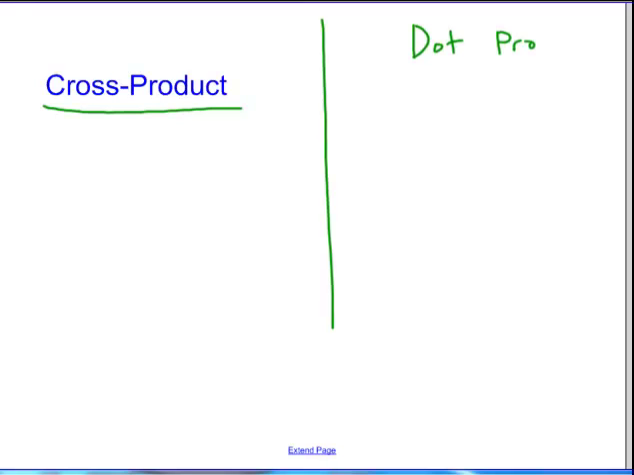Okay, well, let's continue on our way with learning about multiplying vectors. In this topic, we're going to learn about the cross product. Now, just as a review, in the last lesson we learned about the dot product, and what the dot product looked at was, let's say we had vectors v and w.